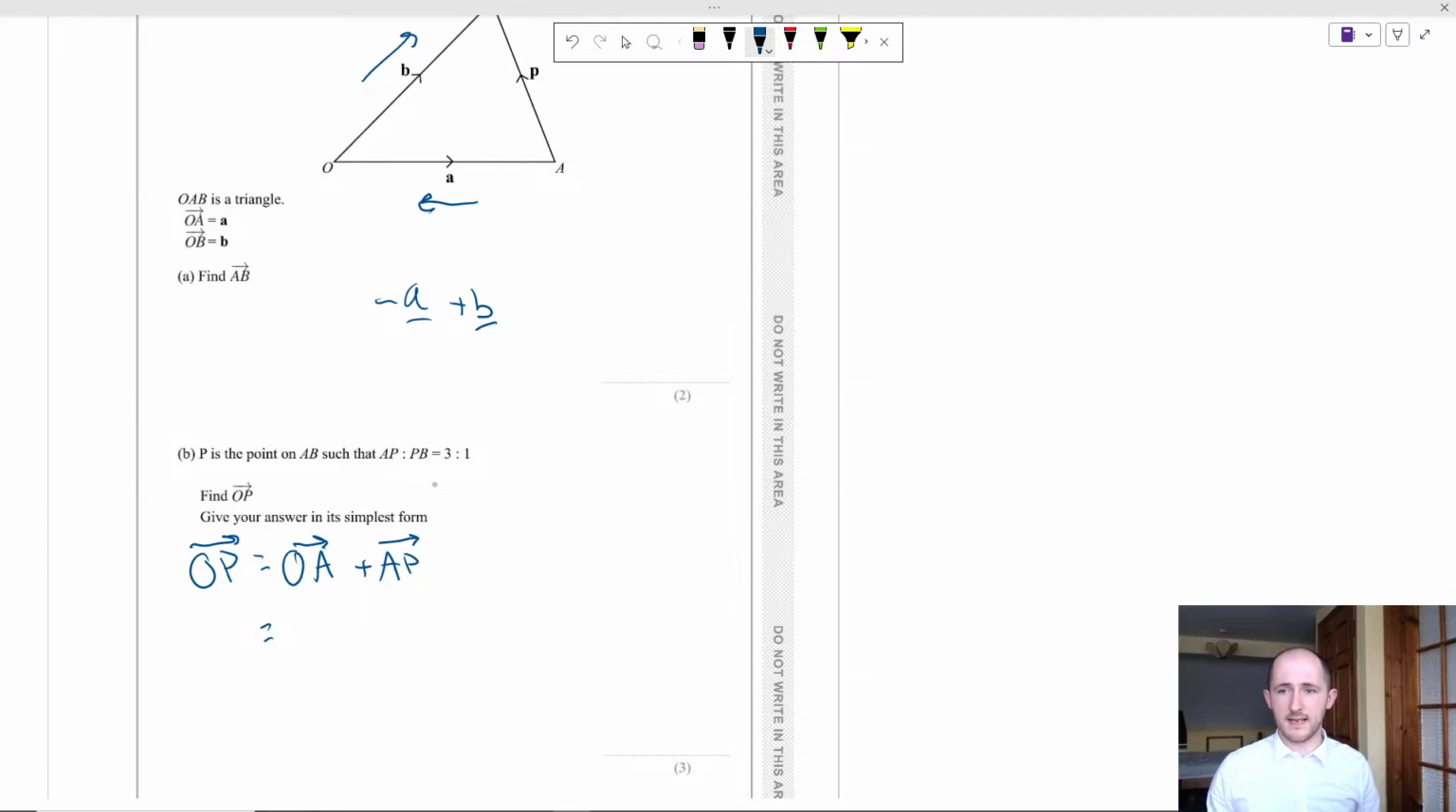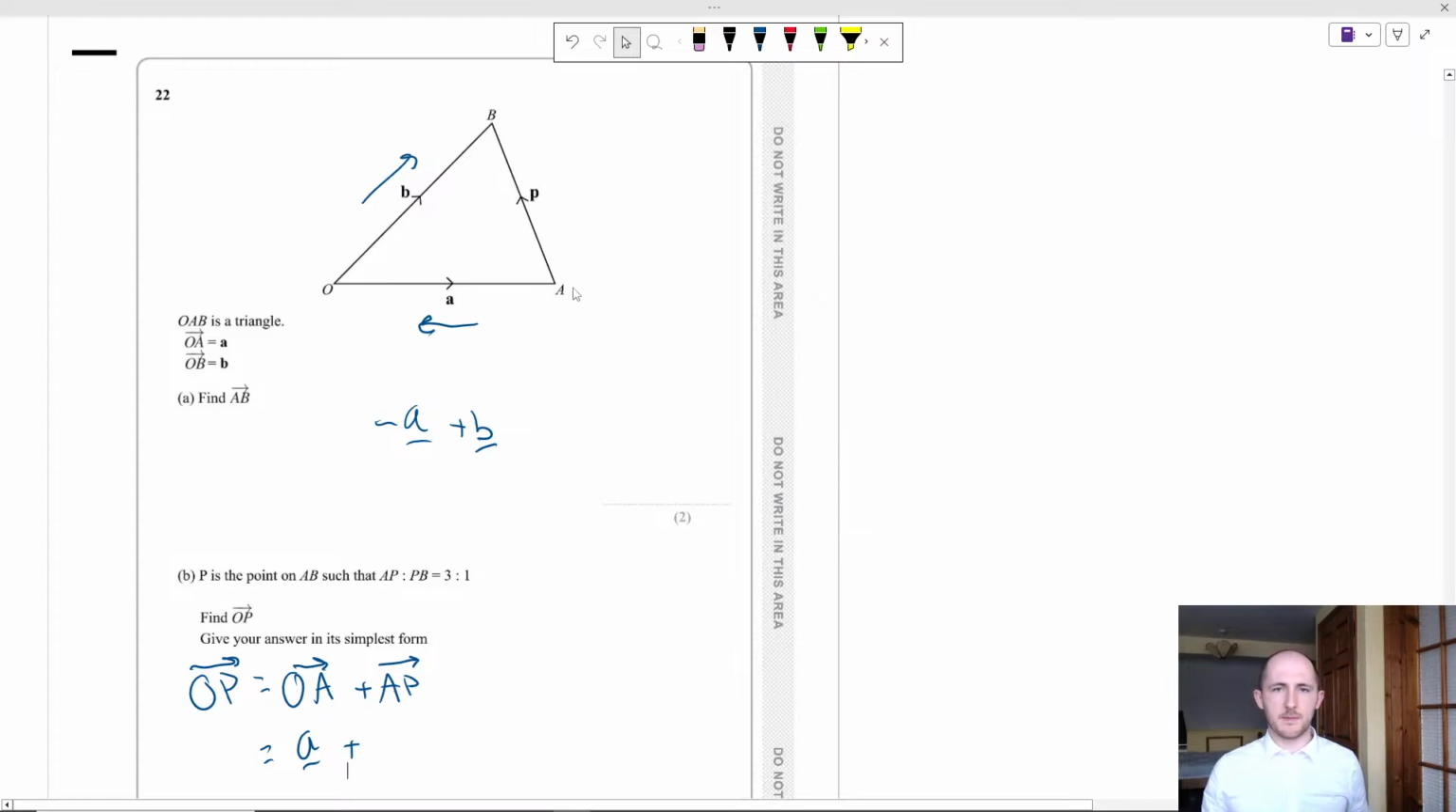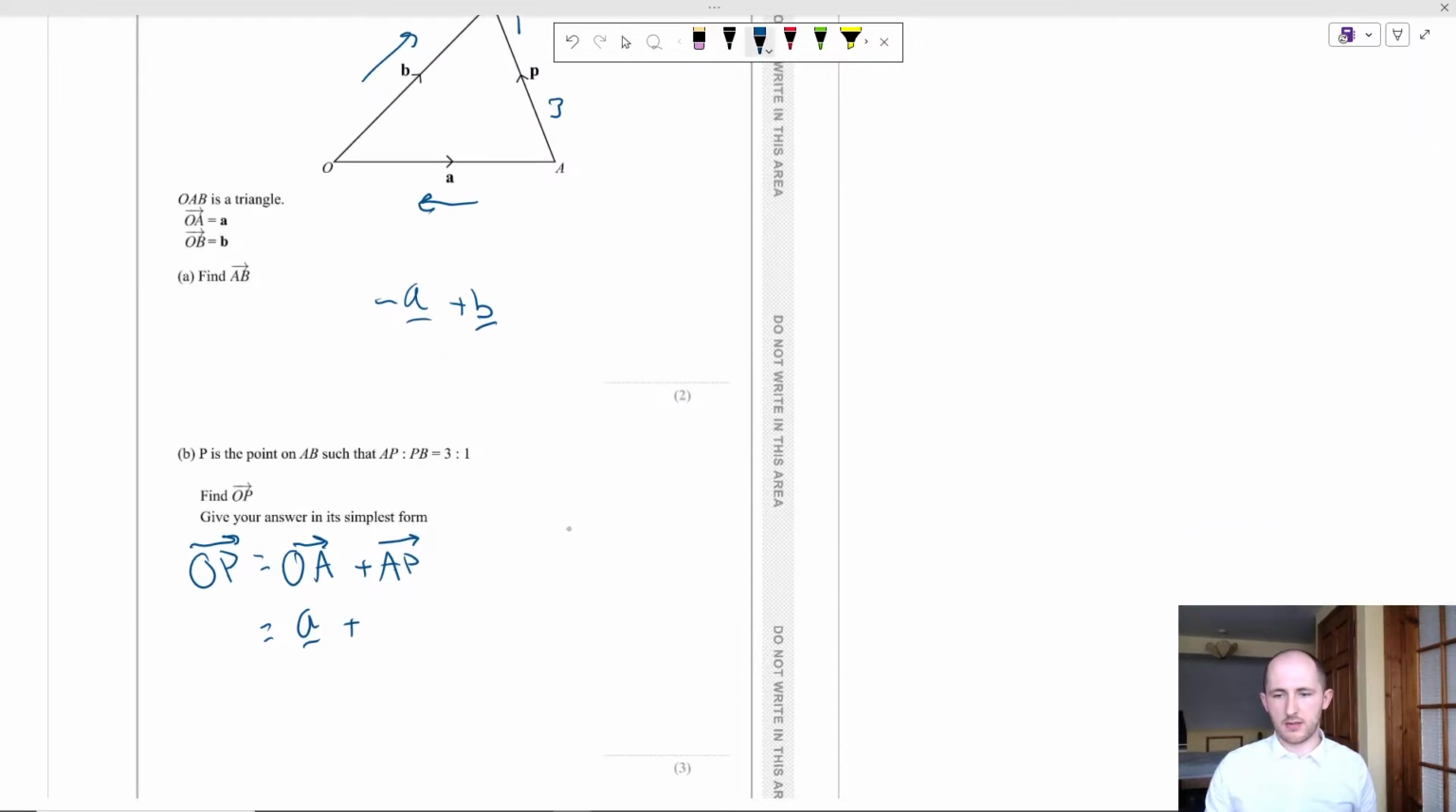Now O to A, that's nice and easy. That's just A. Now what about A to P? Well, this is where it gets a bit more complicated. We don't know A to P. However, it tells me that P is the point on AB, such that AP to PB is equal to 3 to 1. So in other words, AP is 3 parts and PB is 1 part of the entire line. So that means AP is 3 over 4 of the total line. So in other words, it's 3/4 AB, where AB is just what we worked out in the previous part.